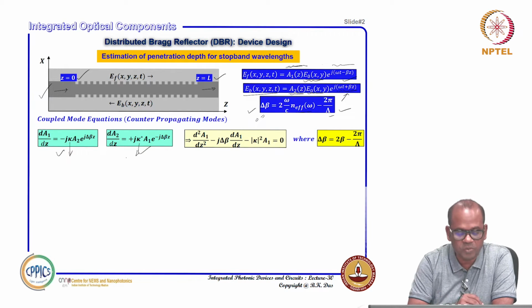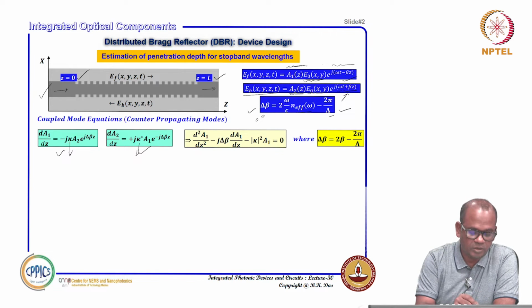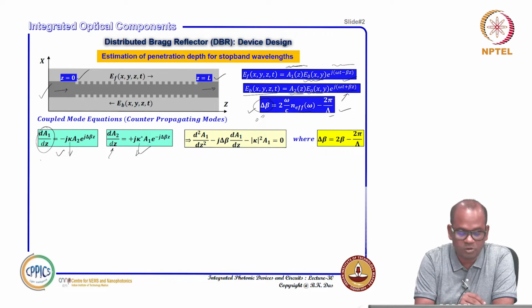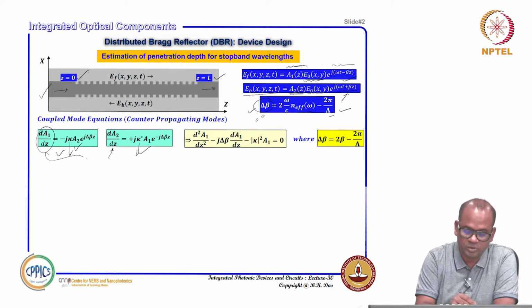And kappa star can be complex. If it is complex, then one will be minus j kappa a2 e to the power j delta beta z, this is the delta beta, and in case of the backward propagating wave, it will be plus j kappa star, the complex conjugate, and of course it is coupled with a1. So the evolution of the a2 mode happens because of a1, and in turn the evolution of a1, the forward propagating mode, is also associated with the backward propagating mode a2. So these are coupled equations.